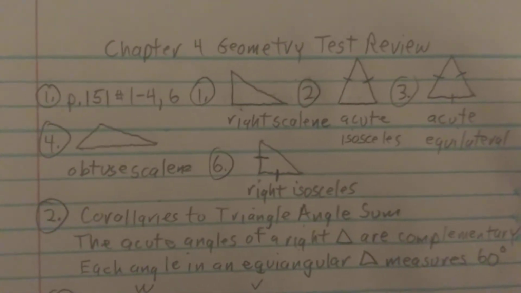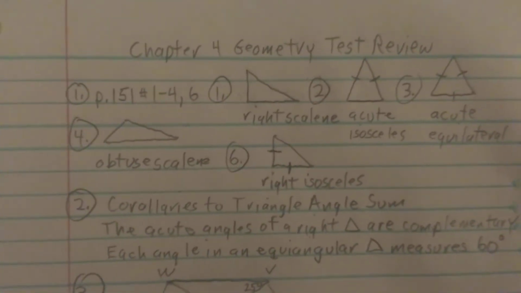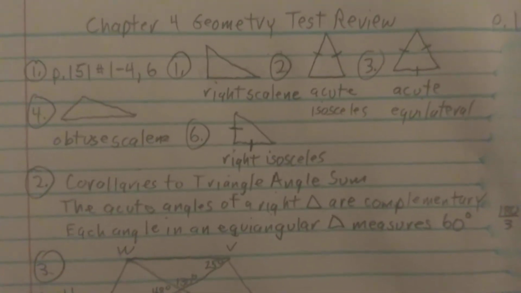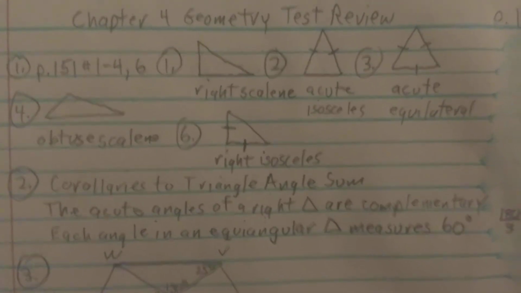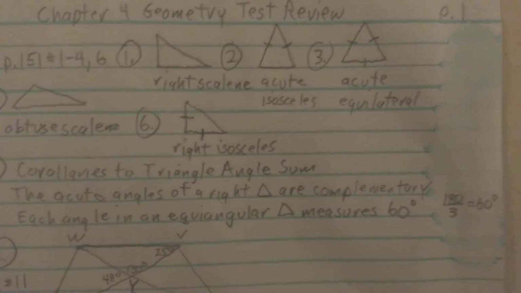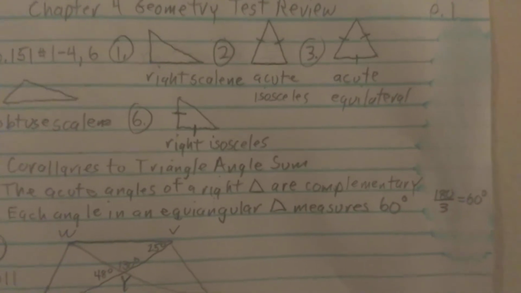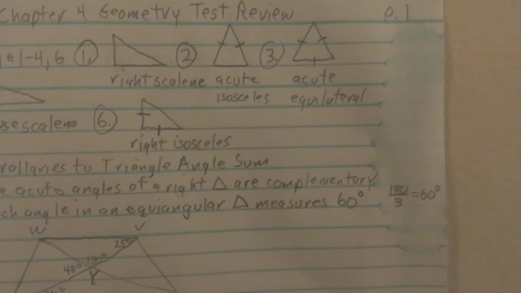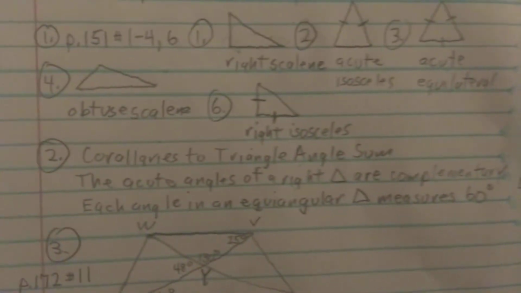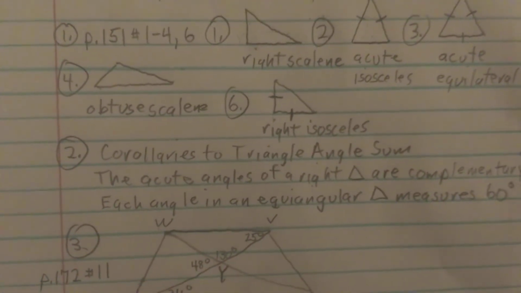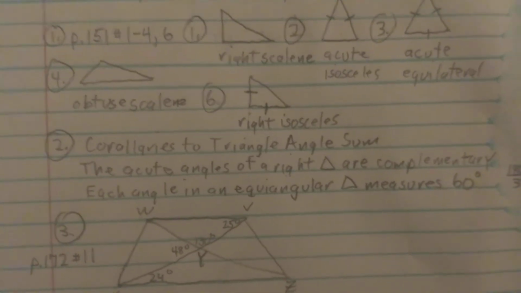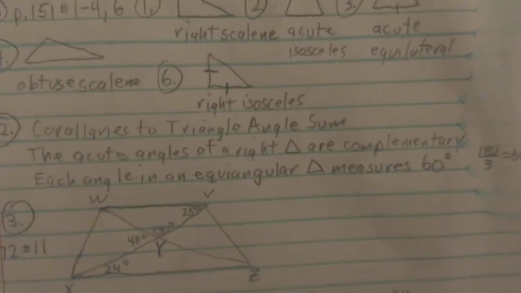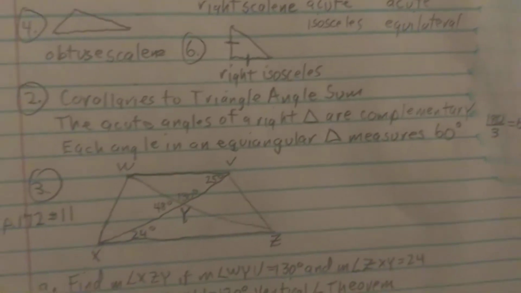So here we go. Problem 1 is from page 151, 1 through 4 and 6. So 1 is a picture of a right triangle with all sides unequal, so that's a right scalene. Question 2 is 2 sides equal, so that's an acute isosceles. 3 is all sides equal, so that's acute equilateral. 4 is one angle bigger than 90, so that's an obtuse scalene. And 6, a right isosceles would have the two legs equal and the hypotenuse different.